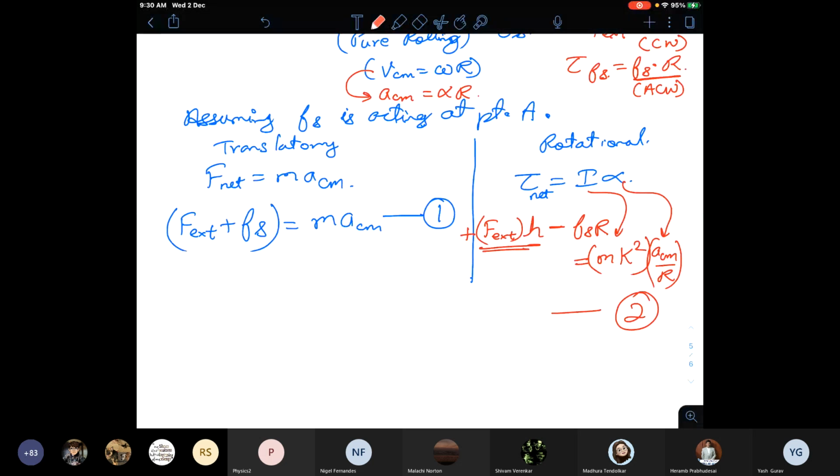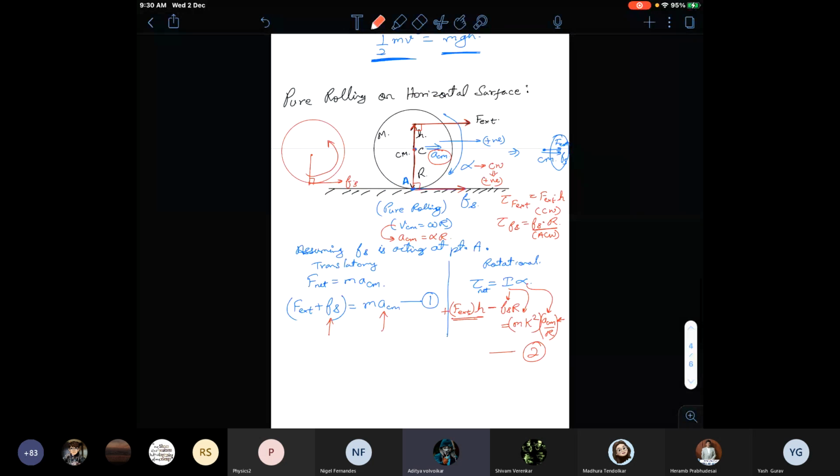Now see the variables which are there. The variables which are there are Fs and ACM. Excuse me, sir. Yes. So could you please zoom out? Okay, so there are two variables here, that is Fs and ACM, the frictional force and the acceleration of center of mass.